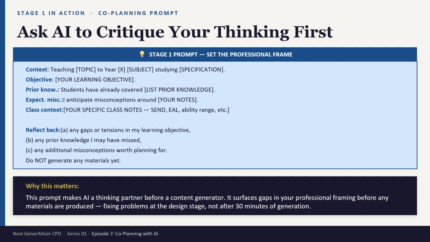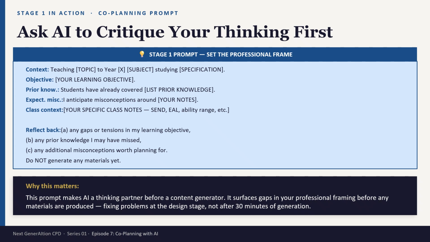You begin by giving AI the core teaching context. What topic are you teaching? Which year group? What subject? And what specification are they following? This instantly anchors the conversation in your real curriculum and not in generic lesson plan territory. Then the objective. You state your learning objective.